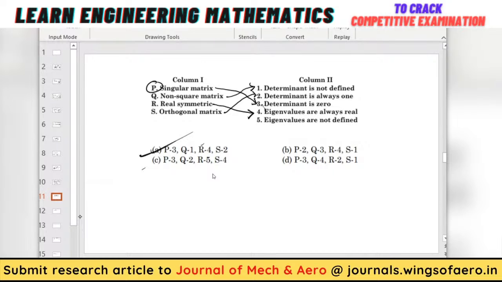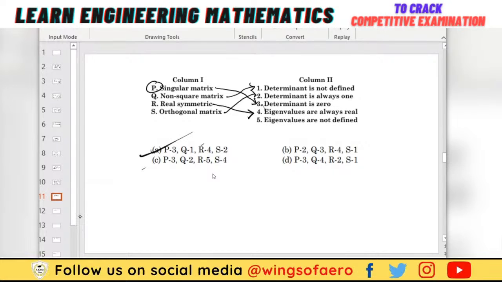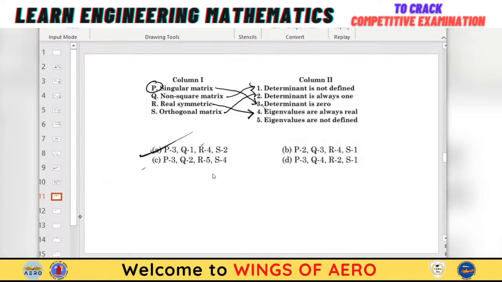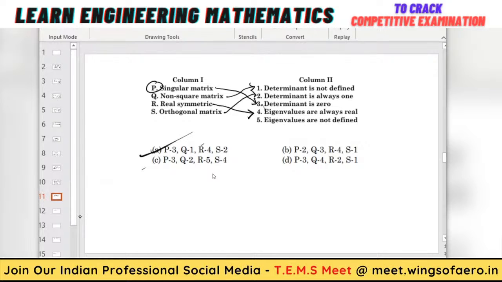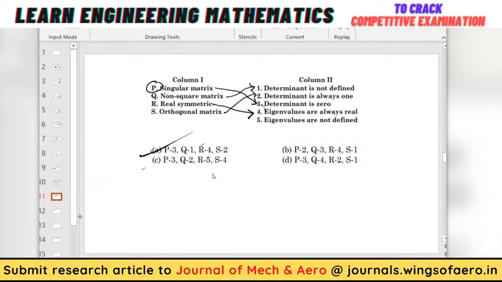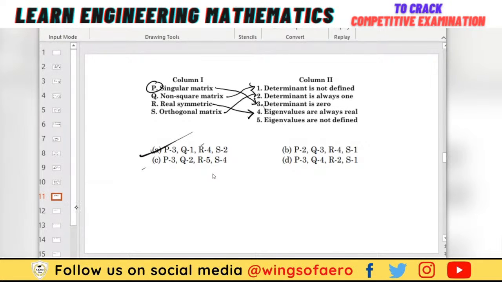Non-square matrix means you can't find the determinant. Real symmetric matrix means the eigenvalues are always real. And orthogonal matrix means the determinant is always 1. Okay, write down the properties. Or best, if you have a smartphone, then just click a picture of everything. But writing is a better way.